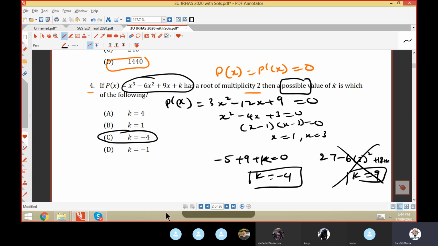You don't know? Because p dash of x and p of x, at the same x value, must equal 0. So when I solved p dash of x, I found it was at 1 and 3. I'm subbing 1 back in, and it has to equal 0. I subbed in 3 as well. It gave me 9, but I can see 9 is not an answer here. That's why it's saying a possible value of k, because k could have also been 9, and this could have also had a root of multiplicity 2. That's what it's saying. Okay. Any questions?